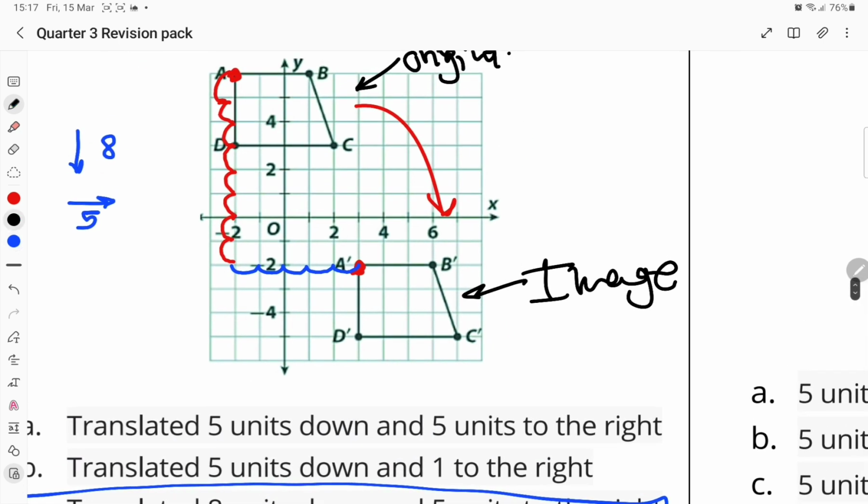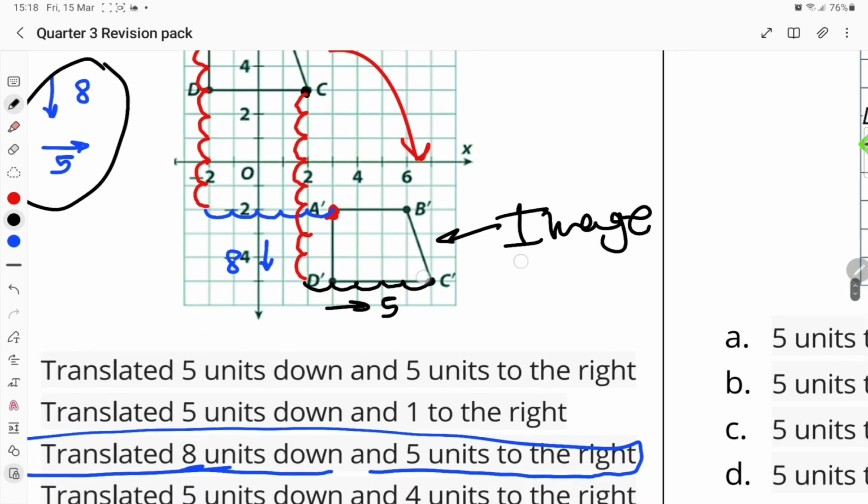But if I did it with any other point, for example C, I must go for C prime. So let's count together. 1, 2, 3, 4, 5, 6, 7, 8. 8 steps down. And to the right, how many steps? 1, 2, 3, 4, 5. I went to the right 5 steps from C to C prime, A to A prime, B to B prime, D to D prime. Any point to its image will give us the same translation.